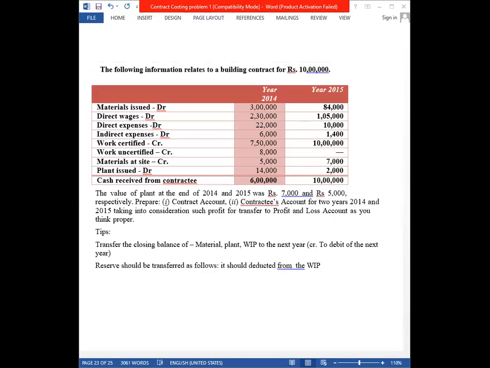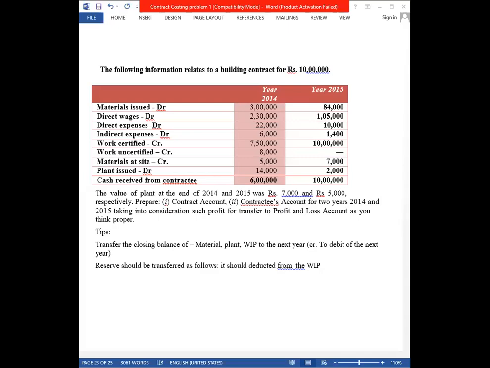Ma'am, if we don't have the profit, we won't get the reserve, right? No, that's right. Reserve will come only if you are having profit. If it is a loss, you are not going to transfer anything. Loss you have transferred already directly to the P&L account, so you will not have any reserve and no need to transfer. Only you will be transferring the closing balance of material, closing balance of work in progress, closing balance of plant, anything that is there. That's it.